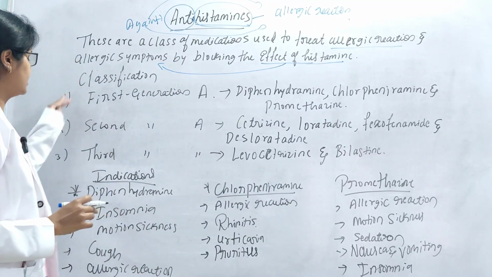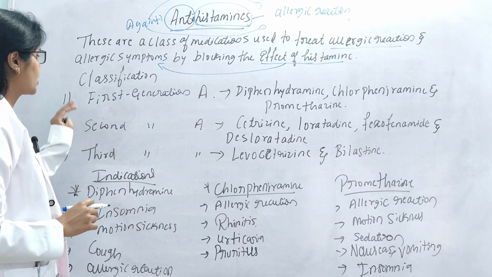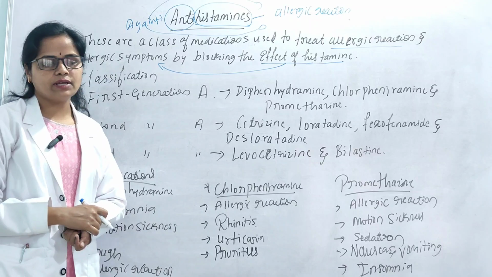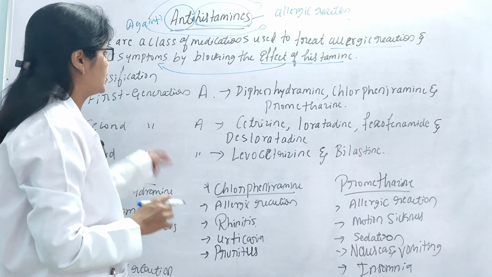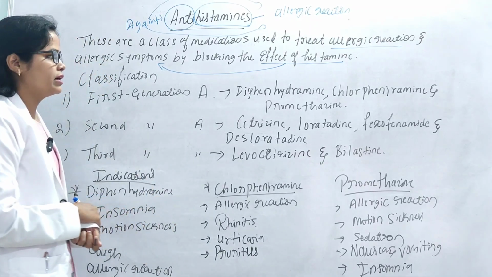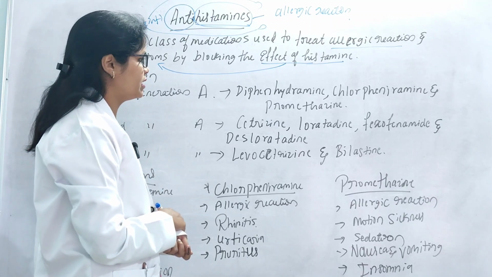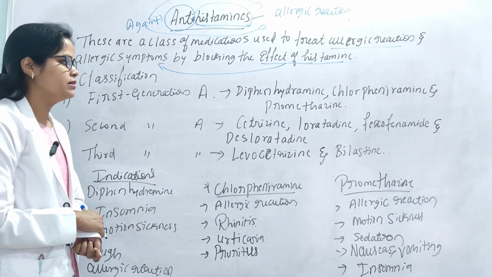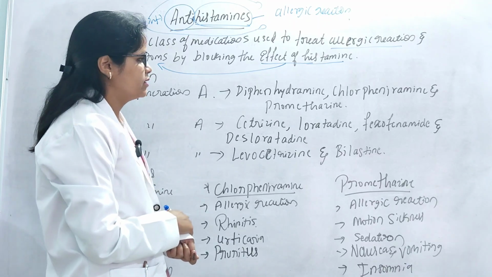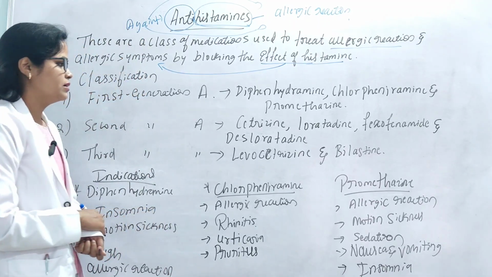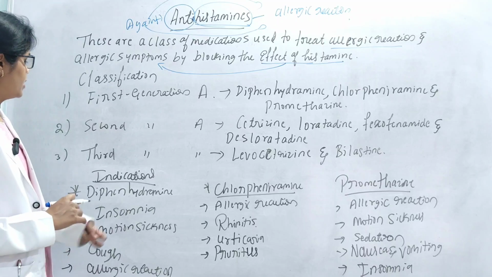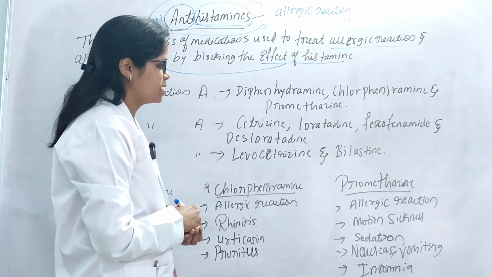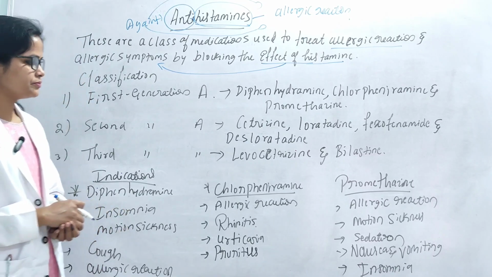Here the antihistamines are divided into 3 classes: first generation, second generation and third generation antihistamines. The first generation antihistamines are diphenhydramine, chlorpheniramine and promethazine. And second generation antihistamines are cetirizine, loratadine, fexofenadine and desloratadine. And next, the third generation antihistamines are levocetirizine and bilastine.